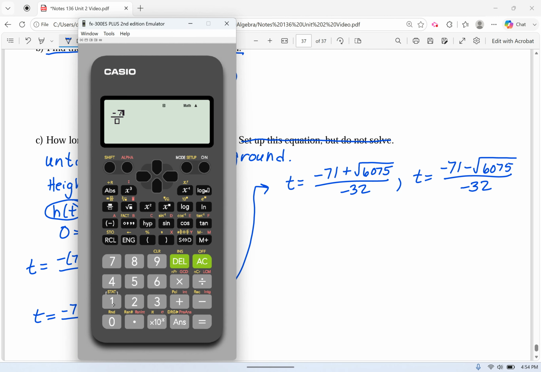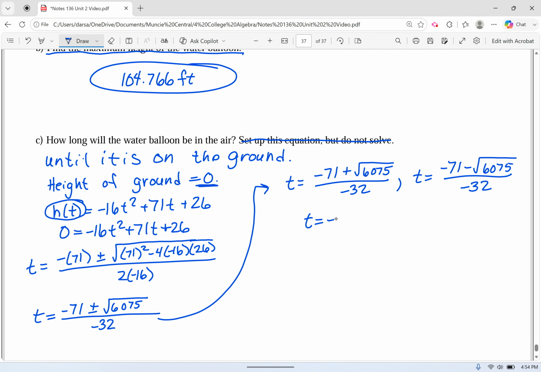We're going to do negative 71 plus the square root of 6,075, and we're going to put that over a negative 32. And we will get this funny looking thing, but hit that SD button and turn it into a decimal. So this is negative 0.217 seconds.